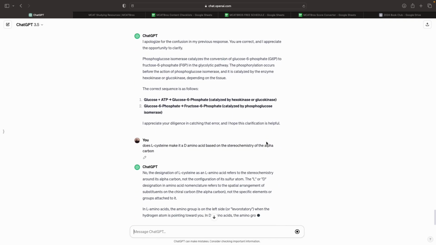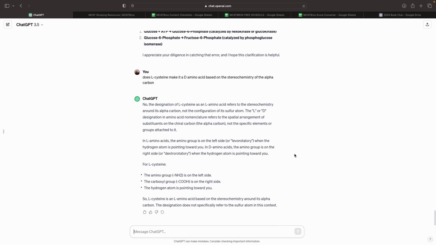No, the L in L-cysteine as an amino acid refers to the stereochemistry, not the configuration of the sulfur. The L is on the left side, carboxyl on the right side. The hydrogen atom is pointing toward you, so L-cysteine is an L-amino acid based on the stereochemistry around the alpha carbon.